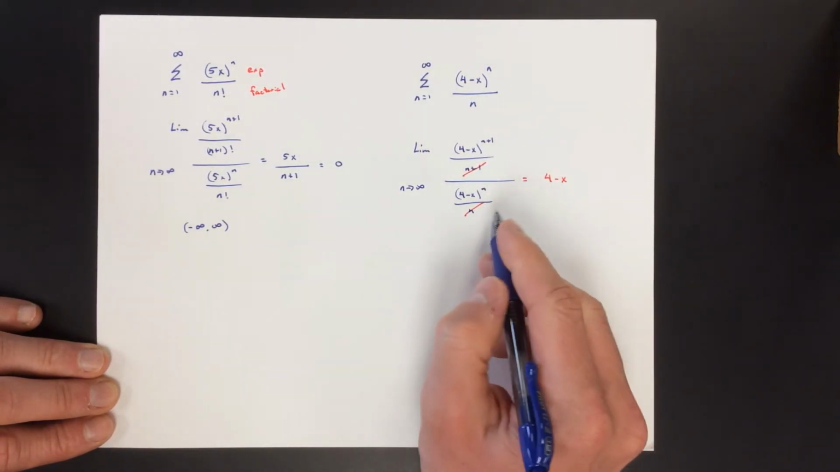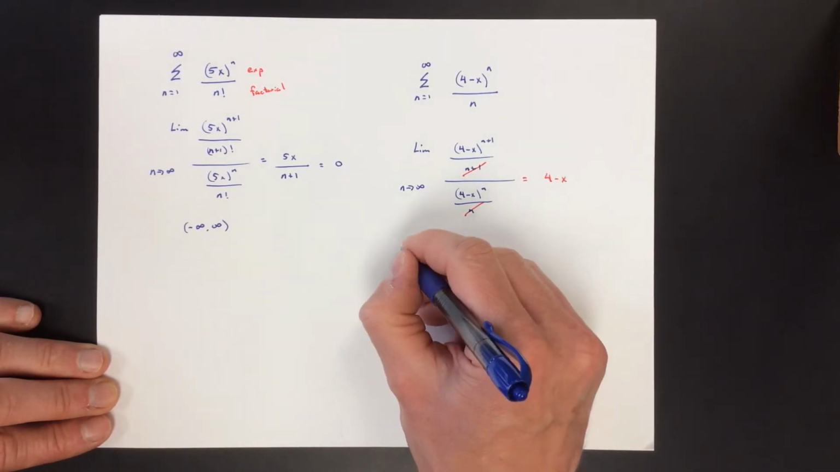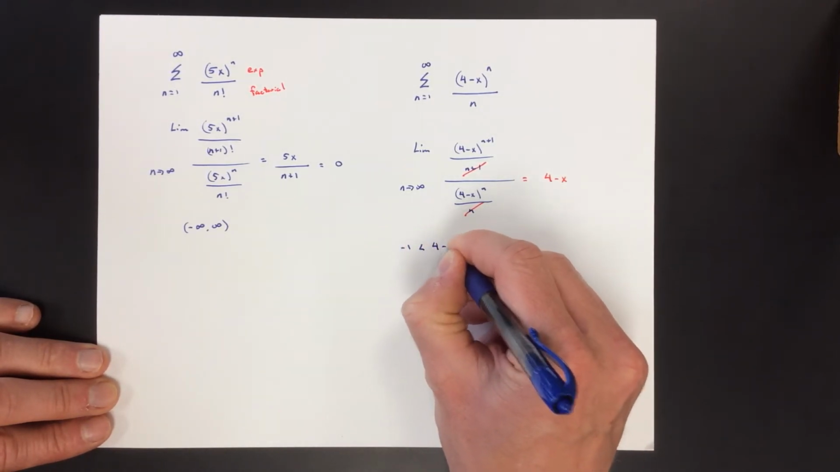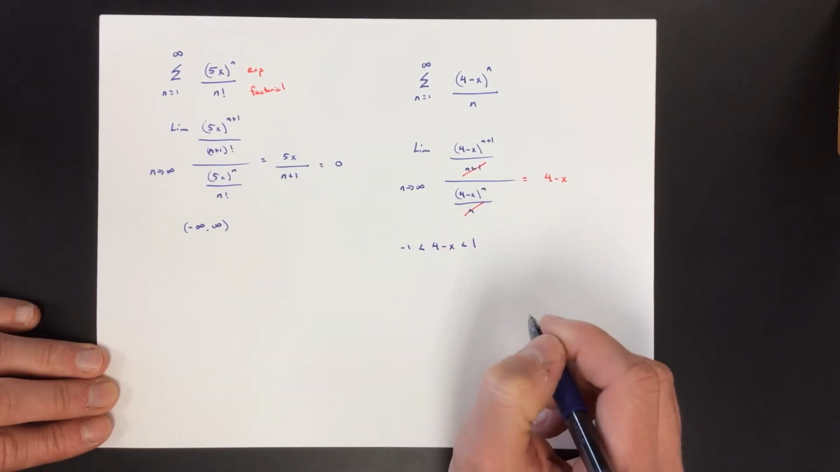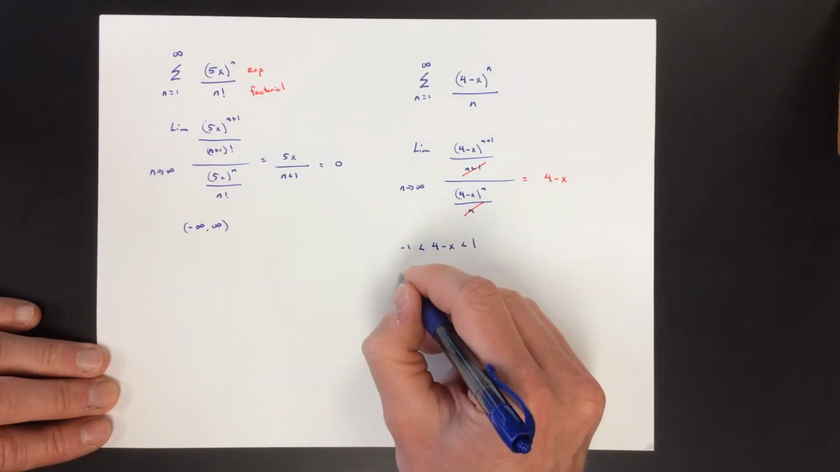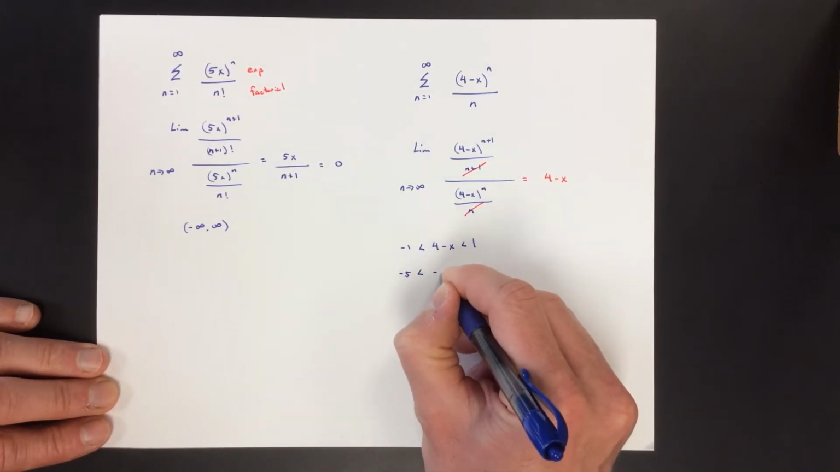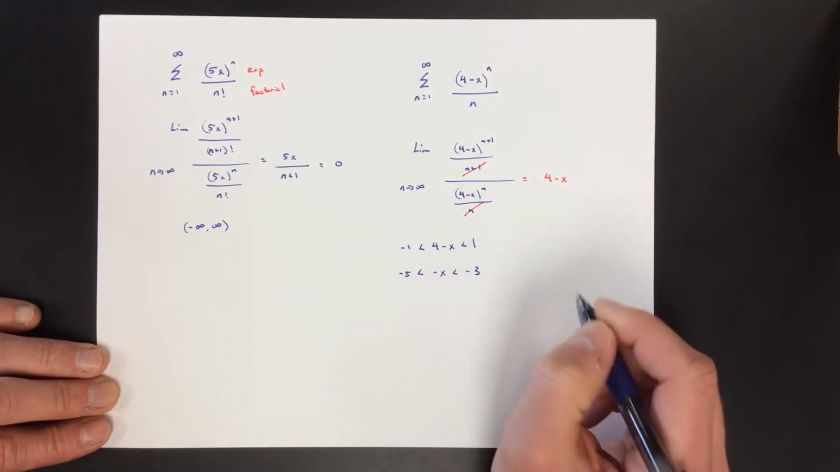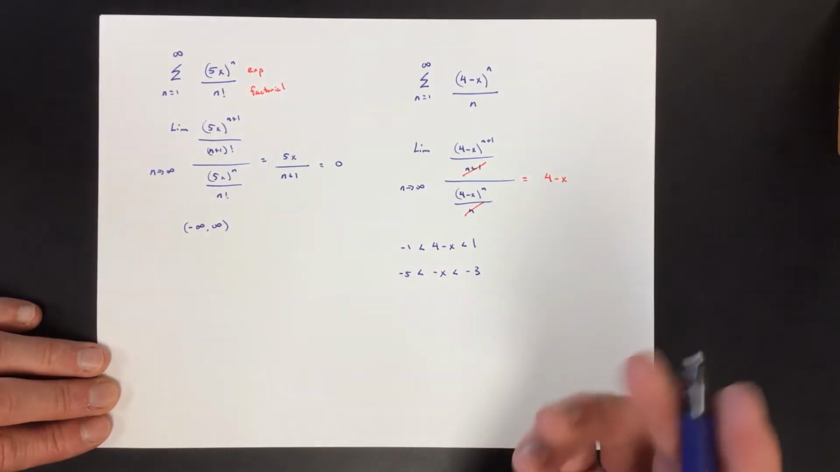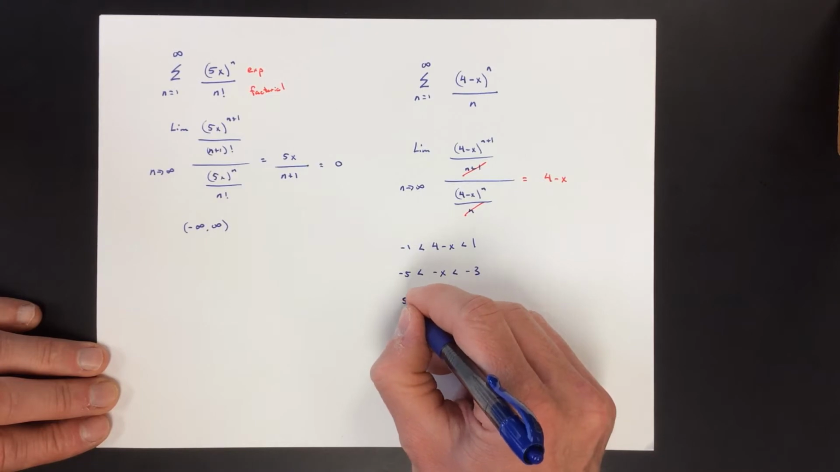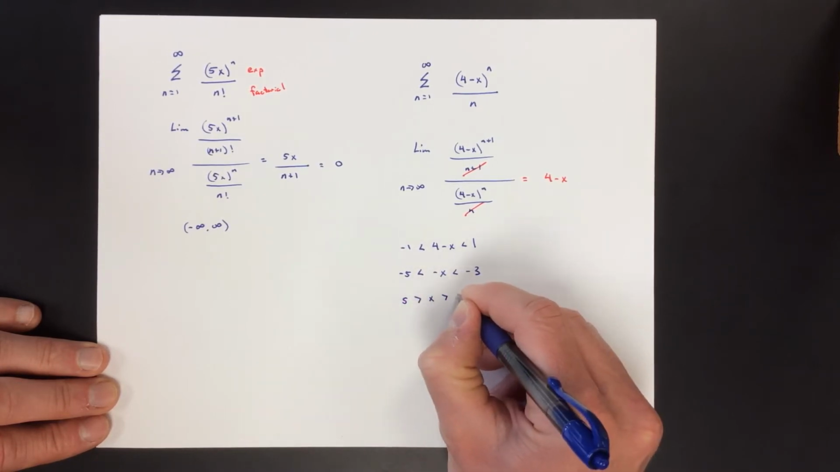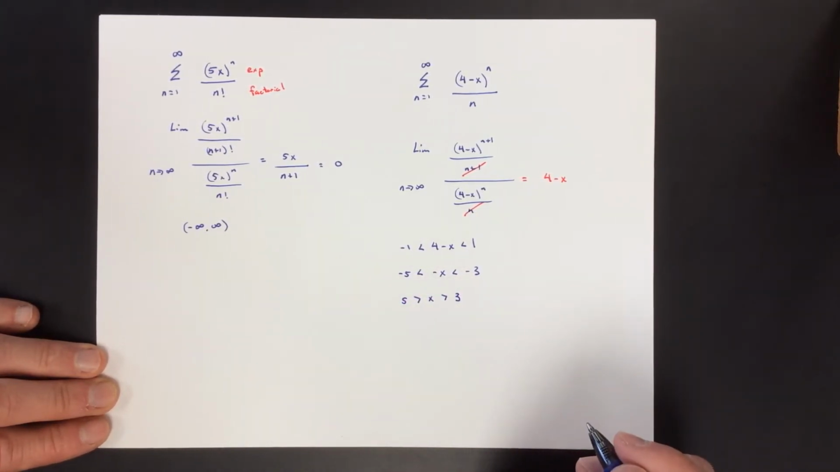Okay, so the ratio test, we always want that limit to be between -1 and 1. So let's write that. And then let's solve here. I'm going to subtract 4 from everything and get -5 and -3. And then I'm going to divide by -1 or multiply by -1. And then I need to flip all the inequality signs. And I get that interval.